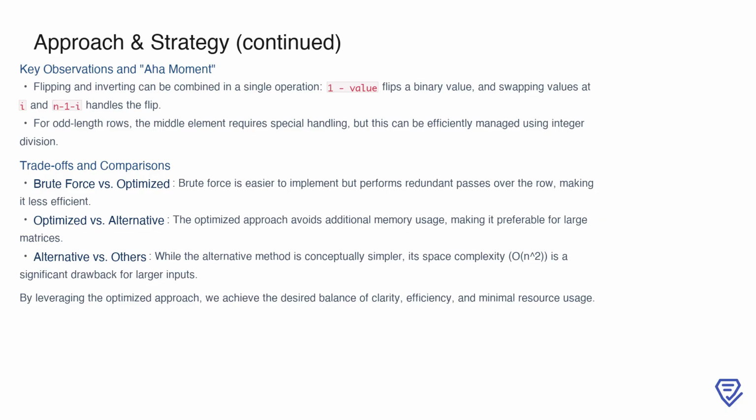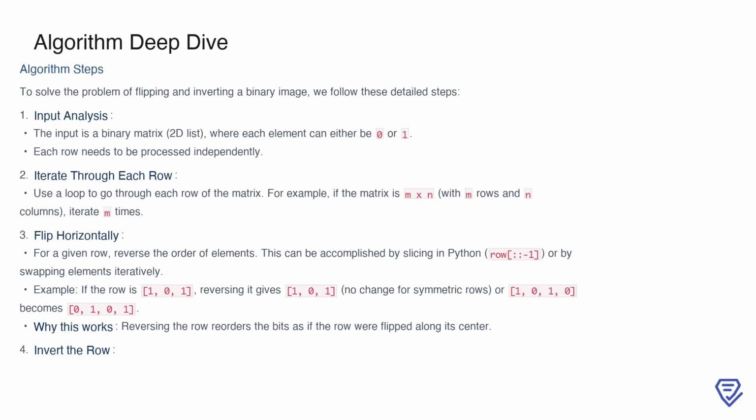ideal for this problem. To solve the problem of flipping and inverting a binary image, we start by understanding the input and breaking down the problem into manageable steps. The input is a binary matrix where each element is either 0 or 1, and we need to process each row independently. The first step is to iterate through each row of the matrix using a loop. For a matrix with m rows and n columns, this means iterating m times.